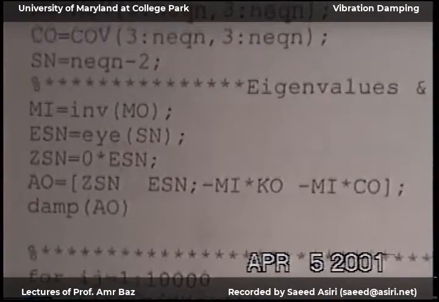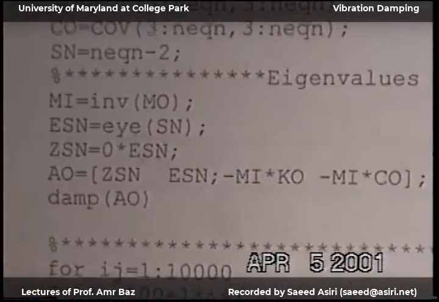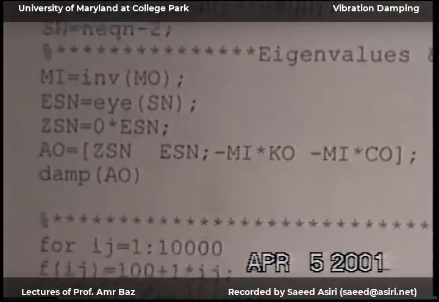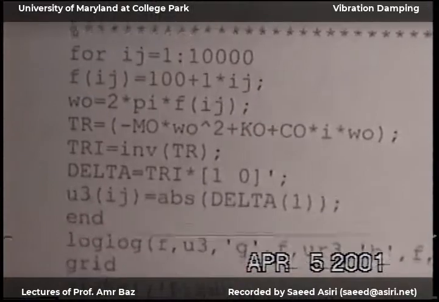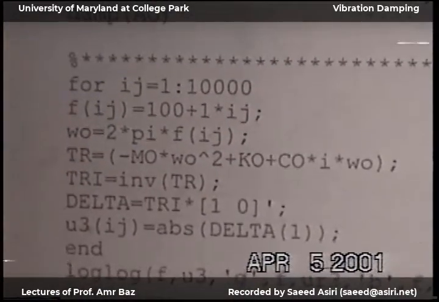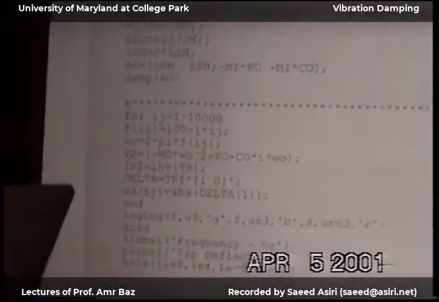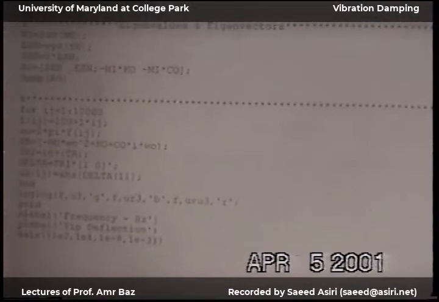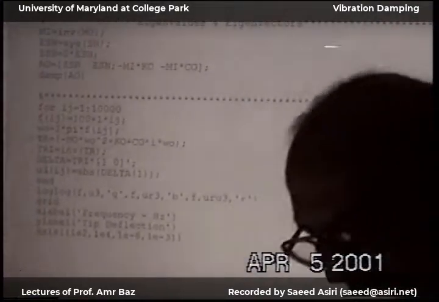I'll write it in a minute. And then the last, once we have the A matrix, we can calculate the damping of the system. And then this part is to calculate the frequency response of the system. Okay? This will be very clear when we do the homework. So once you do the homework, this will be super clear. And then the last part that we described at the end of last lecture.